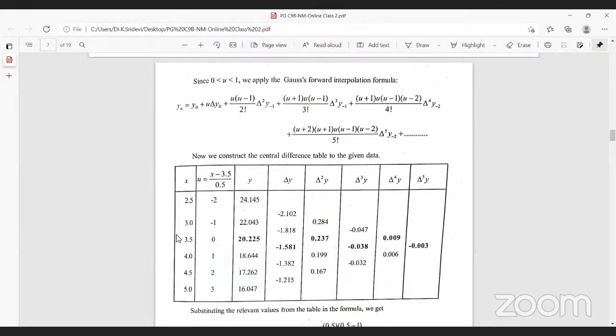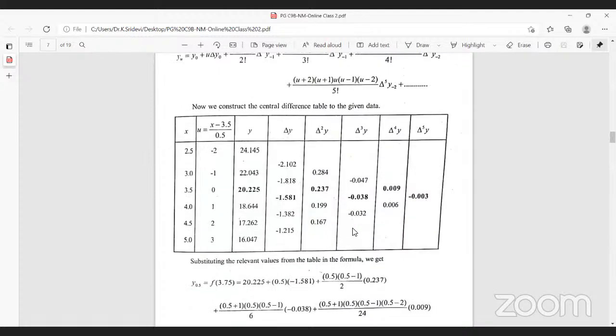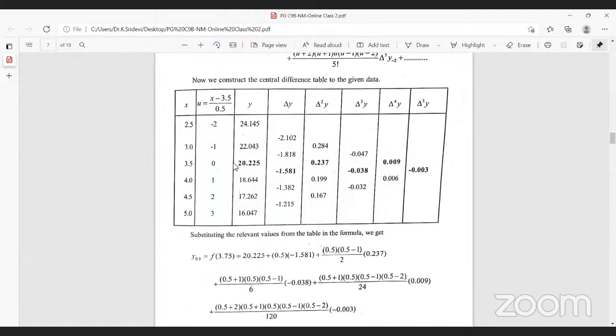So here x naught is 3.5 and y naught is 0. This is the central line. These are the entries on the central line: 3.5 is x naught, 0 is y naught, and this is delta y naught. This is delta square y minus 1. This is delta cube y minus 1. This is delta power 4 y minus 2. This is delta power 5 y minus 2. This is delta power 6 y minus 2, like this. Like that, we can have the values in the formula. Substitute all these values in the formula.